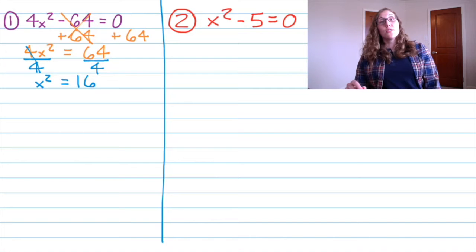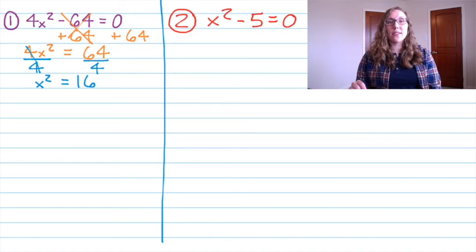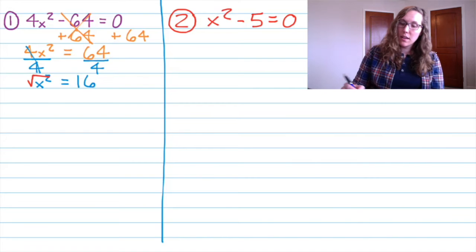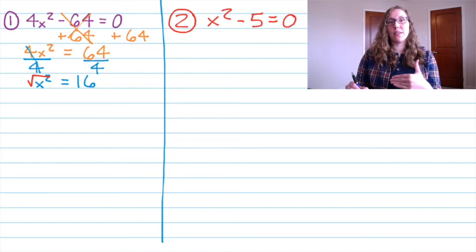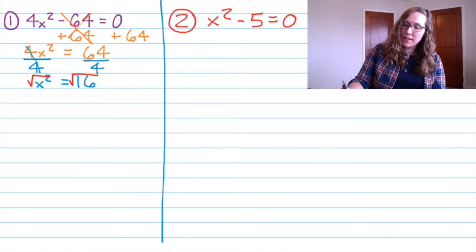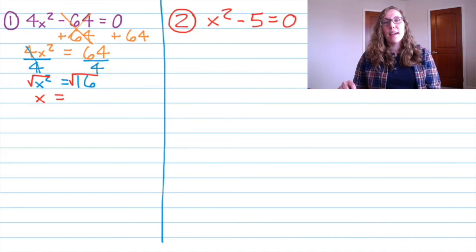Okay, so now we need to reduce x squared. The opposite of squaring something, or raising something to the second power, is square rooting something. So if we do that, that'll cancel out our x squared. But again, if we do something to the left, we have to do it to the right. So we're left with x equals whatever the square root of 16 is. Now, a lot of us probably know that the square root of 16 is 4. If you didn't, you could have punched that in your calculator.